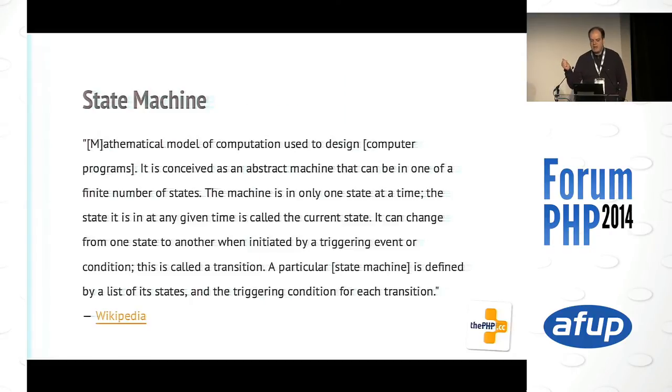And this graph, by the way, is a so-called state machine, which is a model of computation used to design computer programs. It's conceived as an abstract machine that can be in one of a finite number of states. The states are the open door, the closed door, and the locked door. The machine can only be in one state at a time, and it's specified explicitly how you can get from one state to another.